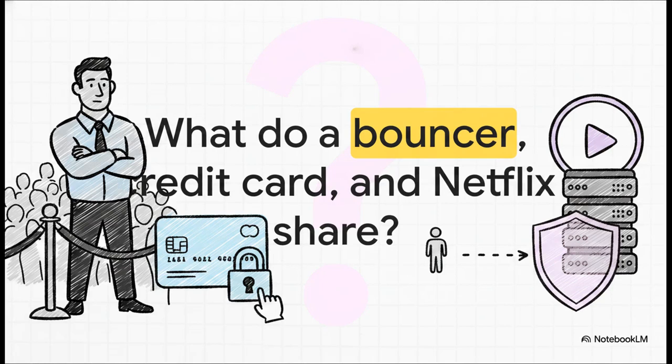So, what do a nightclub bouncer, your credit card, and Netflix's streaming servers all have in common? I mean, at first glance, they seem completely unrelated, right? But if you really look closely at how they function, they share one absolutely vital characteristic. They are all gatekeepers. They stand right between you and the thing you actually want, making sure everything is totally legit before letting you through.